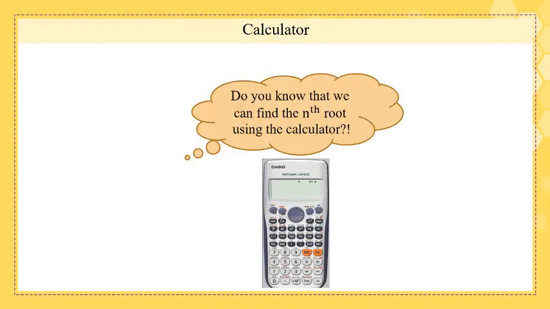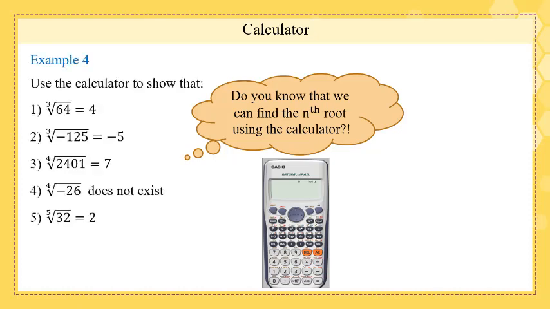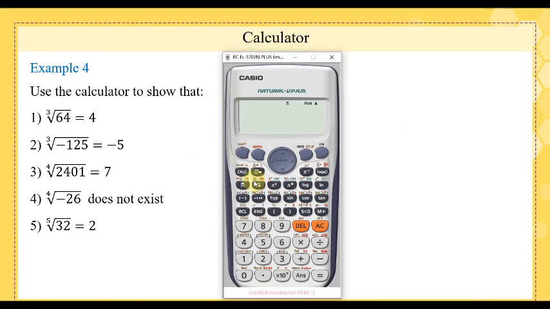Calculator. Do you know that we can find the nth root using the calculator? Example. Let us use the calculator to verify the following answers. Now on the scientific calculator, if we want to use anything in the yellow color, we have to press the shift button first. If we want to find the square root, we use this button. Above it is the cubic root in yellow, and here is for the nth root or for any index greater than 3.